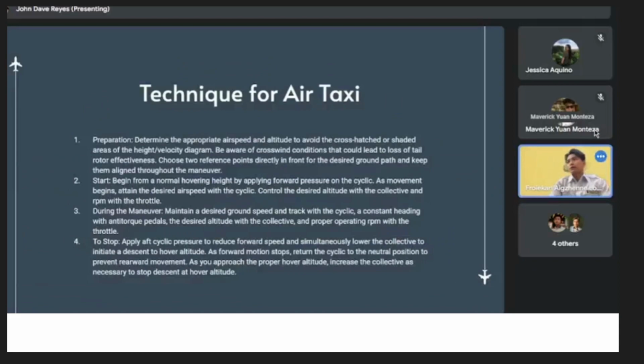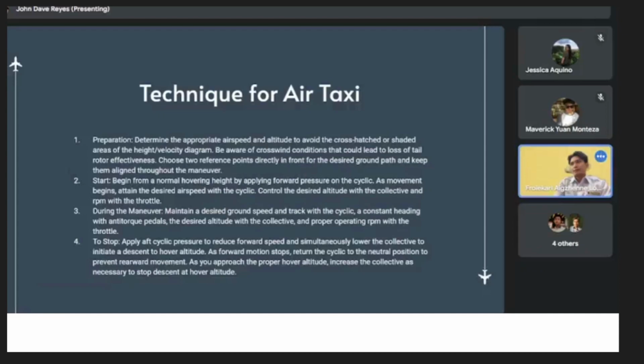So the technique for air taxi, first, is preparation. Determine the appropriate airspeed and altitude to avoid the crosshatch or shaded areas of the height-velocity diagram. Be aware of crosswind conditions that could lead to loss of tail rotor effectiveness. Choose two reference points directly in front for the desired ground path and keep them aligned throughout the maneuver.